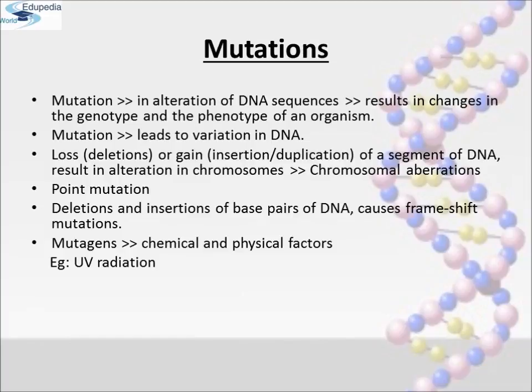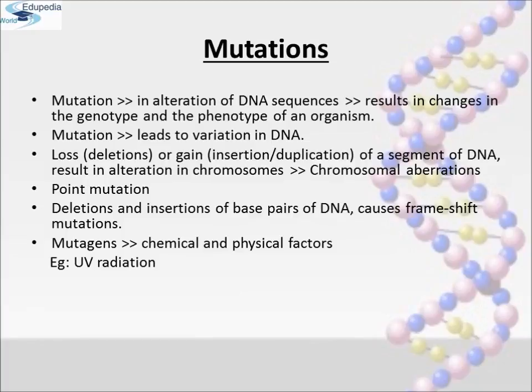One DNA helix runs continuously from one end to the other in each chromatid in a highly supercoiled form. Therefore, loss, that is deletions, or gain, insertions or duplications, of a segment of DNA results in alterations in chromosomes. Since genes are located on the chromosomes, alterations in chromosomes result in abnormalities or aberrations. Chromosomal aberrations are commonly observed in cancer cells.